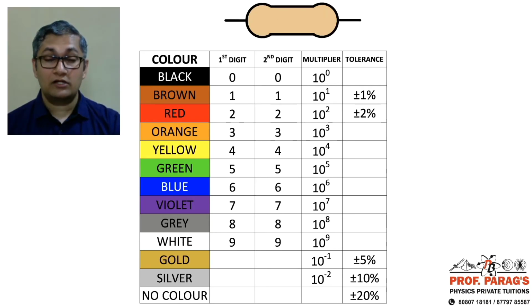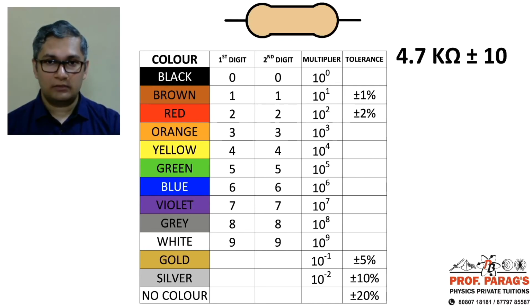What about the reverse way? The bands are not given to us. They can ask you this also in the exam. They won't give you the bands, they will give you the number. They are saying it is 4.7 kilo ohms plus minus 10%. What should be the colors? First of all, the first digit here is 4. And for the number 4, I know the band should be yellow.